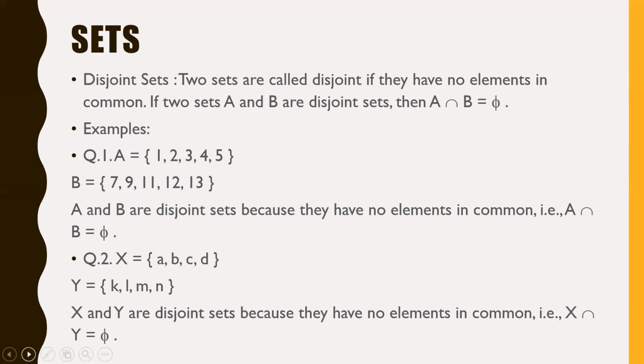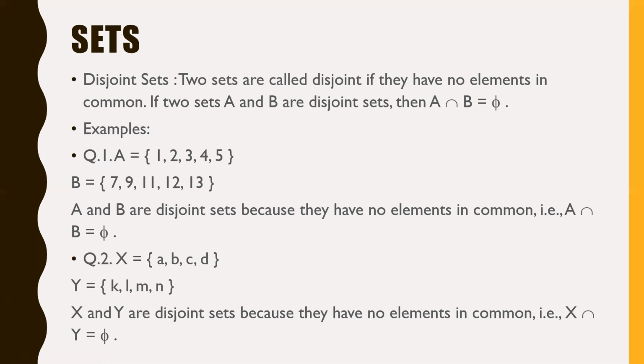Example, question number 1, A is equal to 1, 2, 3, 4, 5. B is equal to 7, 9, 11, 12, 13. So here A and B are disjoint sets because they have no elements in common. Here in set A and in set B, not a single element is matching. So no element is common. So that's why A intersection B is equal to null.